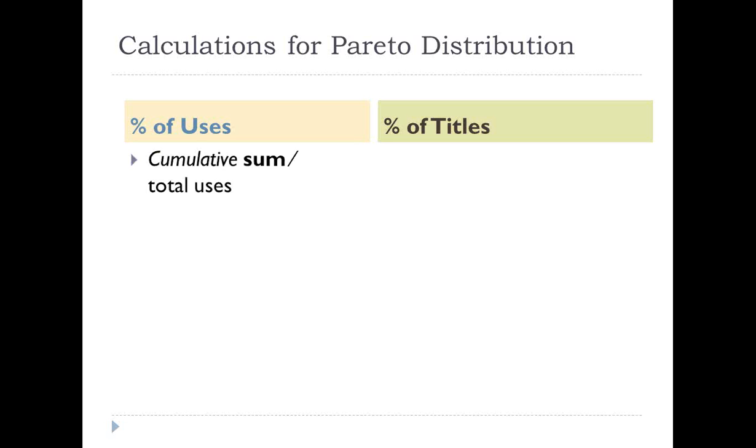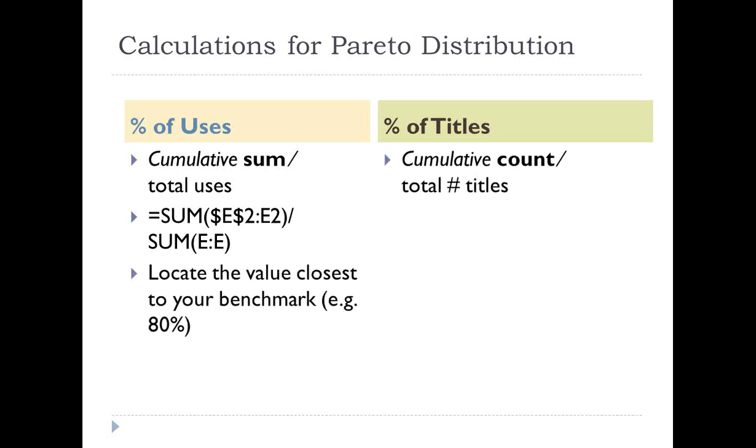So the easy way to do that is to use sum, of course, and just always start at the top cell and just add each cell onto it. And eventually you have a cumulative sum of uses divided by the total sum of uses, which is sum of all of column E. So if we applied this function, copied it and pasted it to the third row, it would read sum of E2 to E3 over sum of E, and on down the list. And then you locate the value closest to that target number, that 80% of usage.